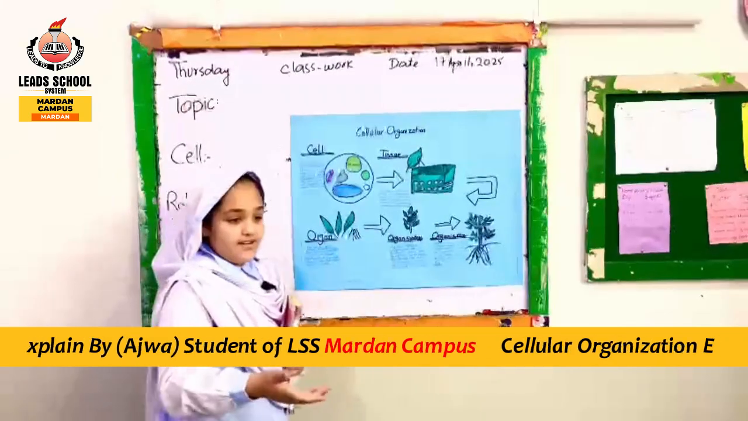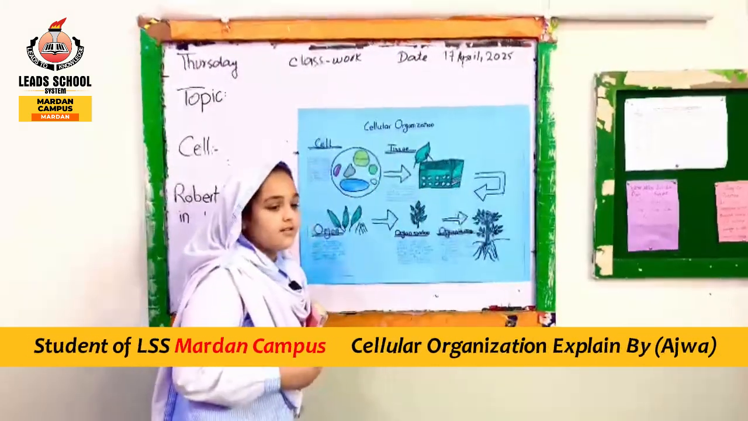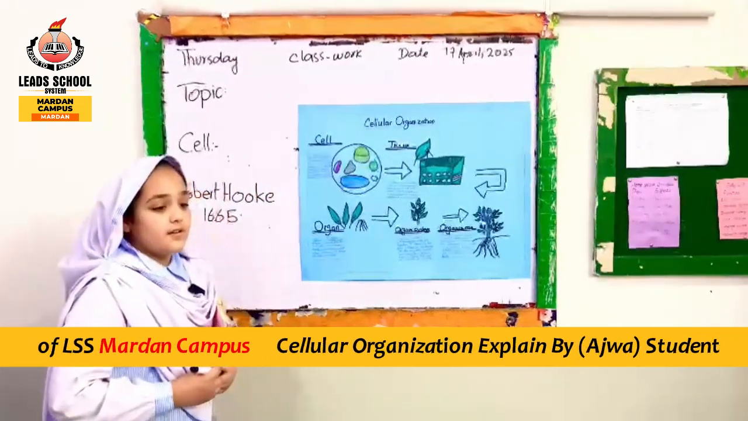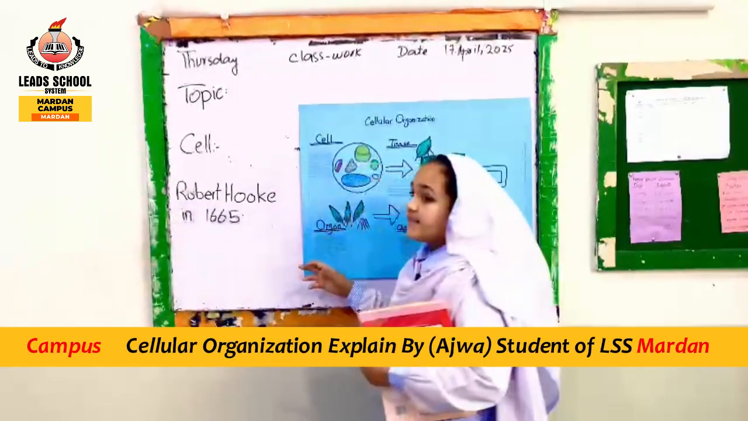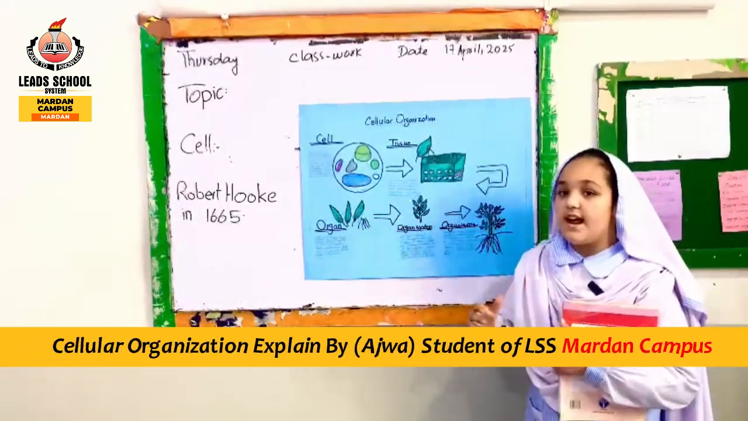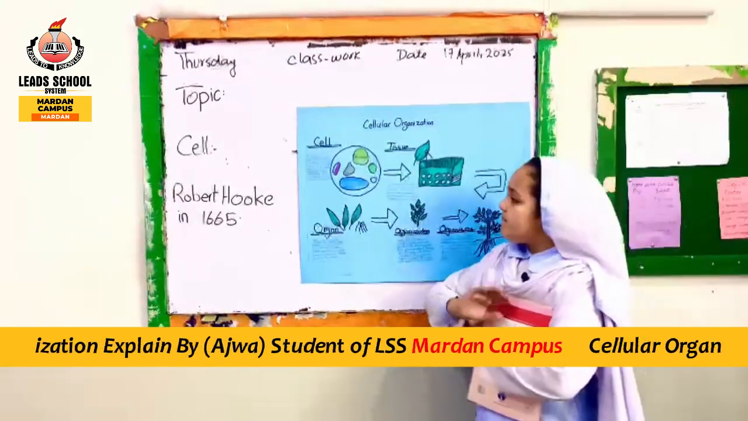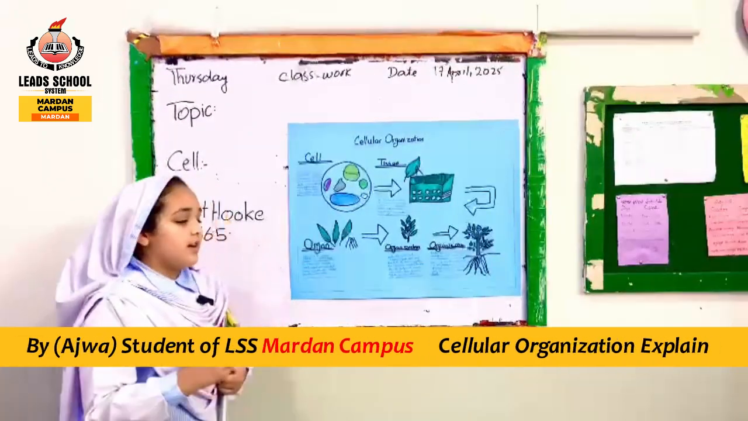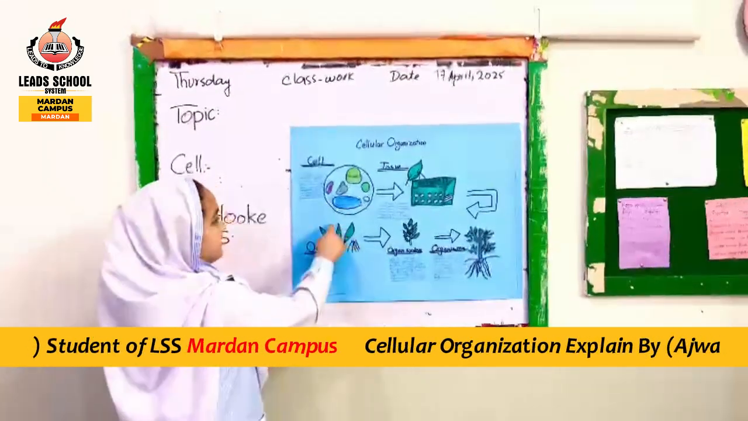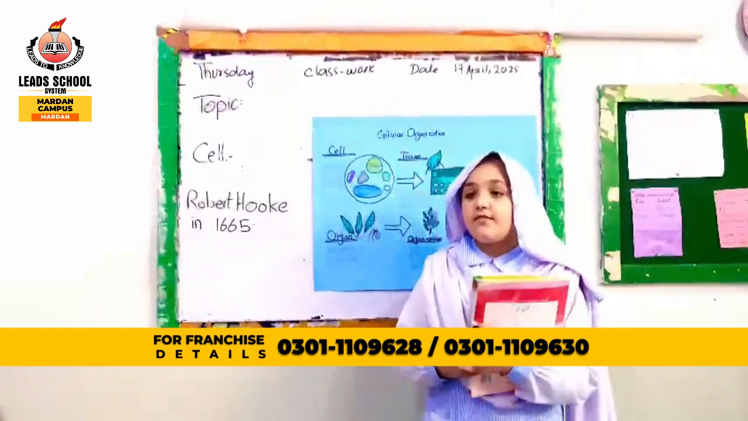Yes. What is it? It's the smallest structural and functional unit of our body. Yes, correct. You are right. Cell is the smallest unit and it is a structural and functional unit in our body. There are many cells and they convert into tissues and organs. So I will explain it. Cell. Cell is the smallest structural and functional unit.